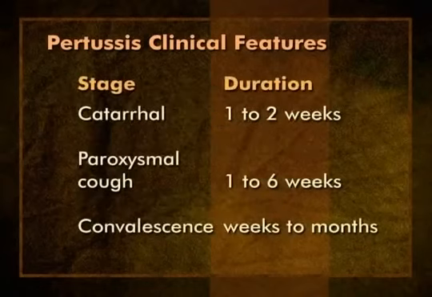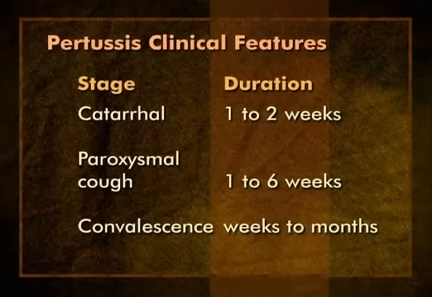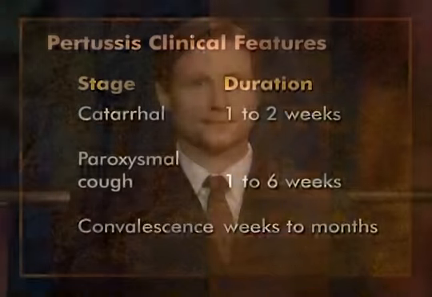The first stage of pertussis is known as the catarrhal stage and lasts 1 to 2 weeks. The cough gradually worsens, and the patient enters the paroxysmal cough stage, in which the typical severe episodes of coughing occur. The paroxysmal stage may last from 1 to 6 weeks. The cough then slowly subsides, and convalescence may take weeks to months.